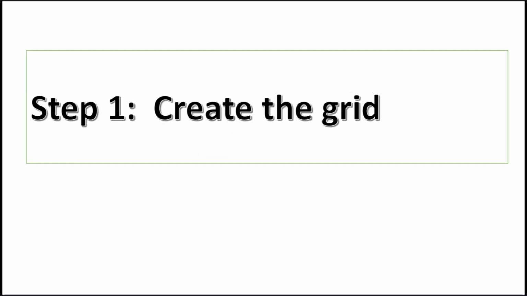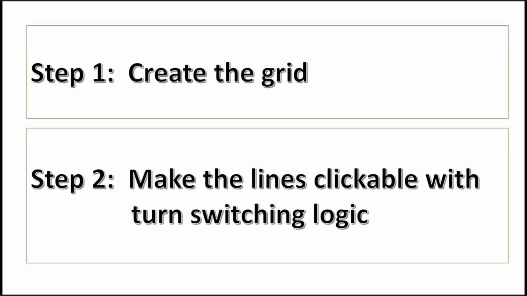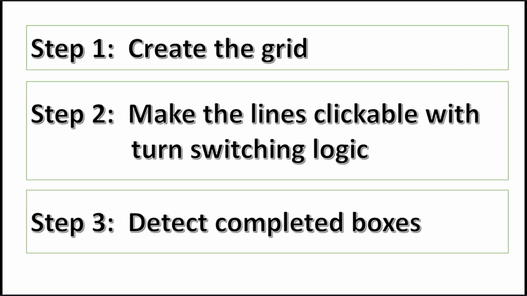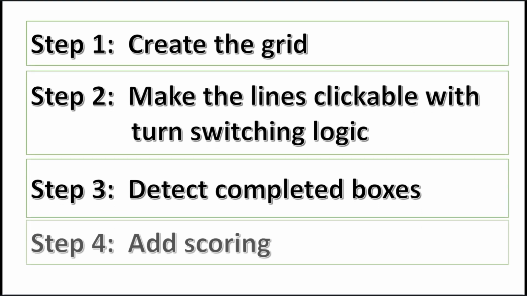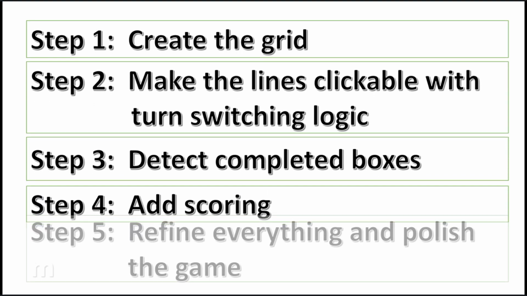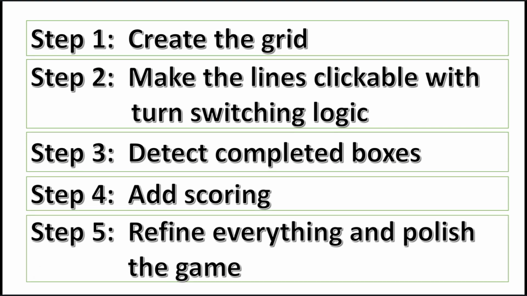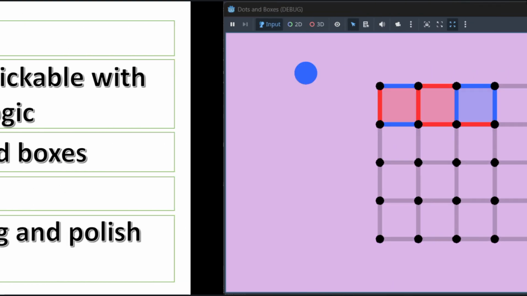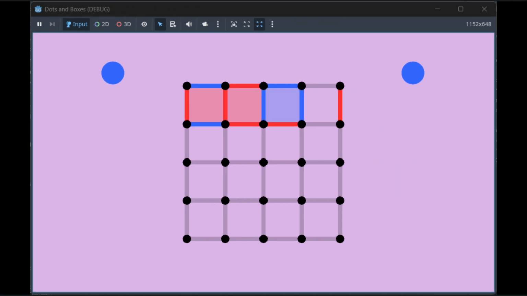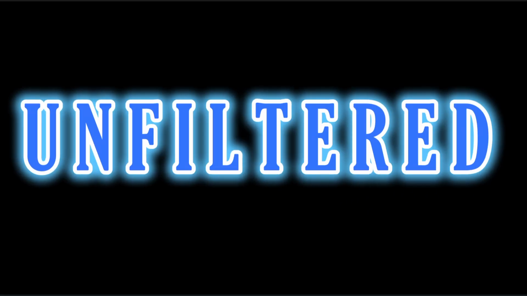Create the grid, make lines clickable with turn switching logic, detect complete boxes, add scoring, refine everything and polish the game. These are the major steps I planned out for the game. If you just want to see the finished game, you can skip to the last section. But for the rest of you, here's my 15-day journey, unfiltered.